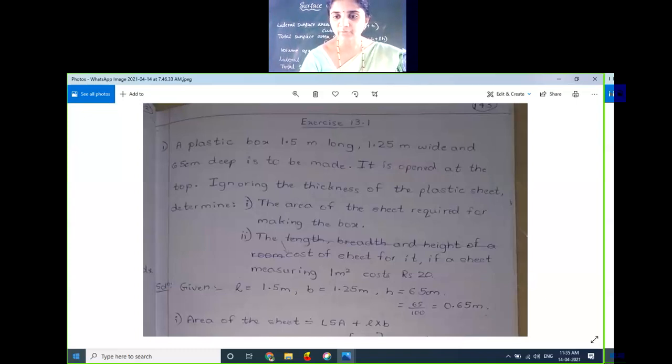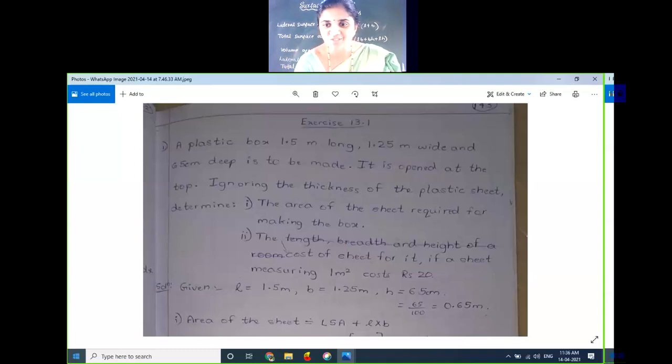First, we have to find the total area of the sheet required to prepare the box. What is the given hint? The plastic box is 1.5 meter long, 1.25 meter wide and 65 centimeter deep. It is opened at the top, so we have to ignore the top. We only take the lateral surface area and the base area, which is l into b.